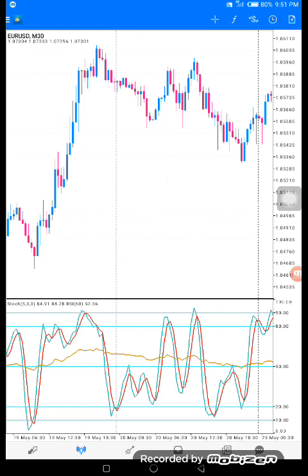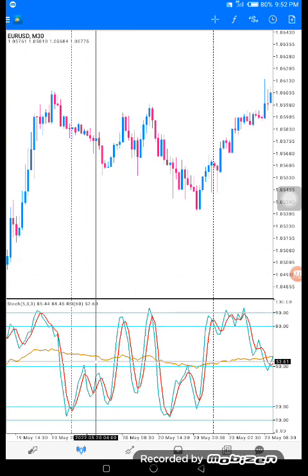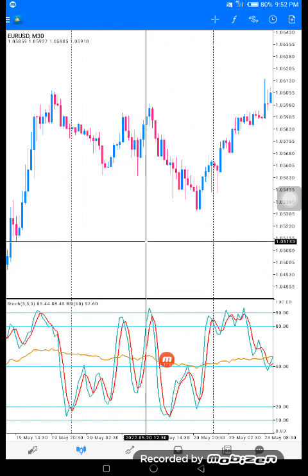If the crossover is below the 50 level, so I mean you're looking for a sell setup, then the stochastic crossover should be above the RSI level. In this case now, here the RSI is above level 50. That means we're only looking for a buy setup.